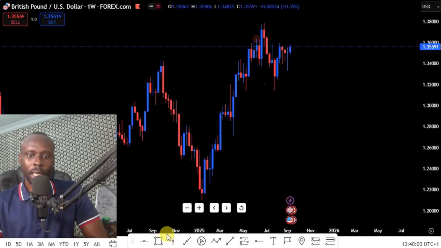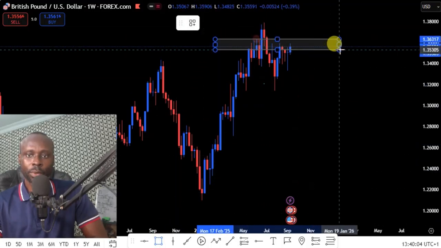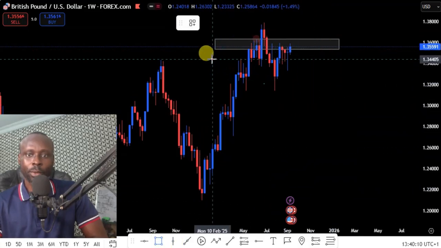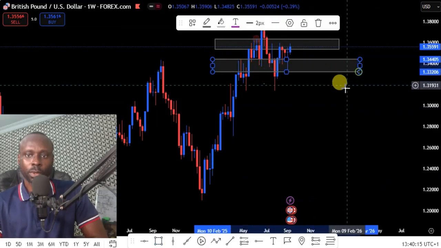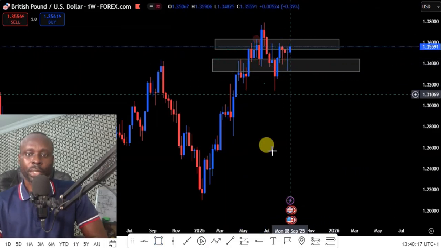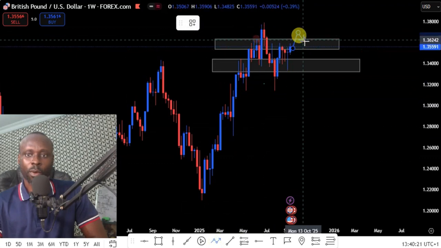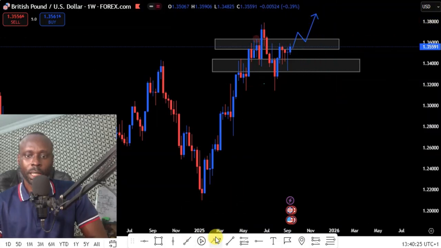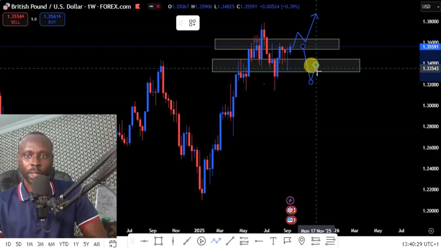So on my weekly chart, we have price close on this strong weekly resistance level, which indicates possible reversal for price. Then we also have this support at this level, which also needs price to clear for us to start looking for selling opportunity. So if we can see a break of this resistance, we start looking for buying opportunity. Then if we can see a break of this support level, we start looking for selling opportunity.